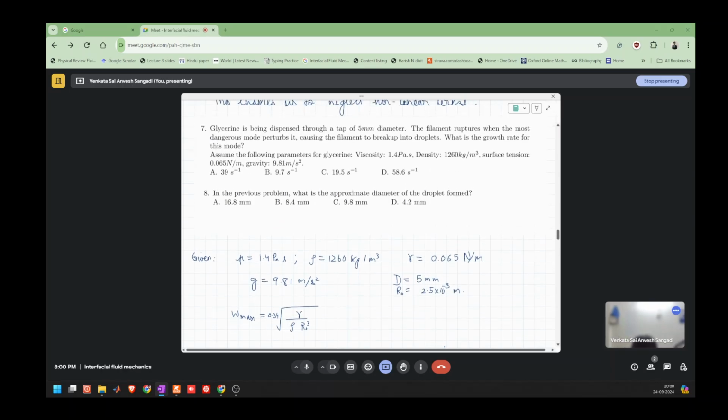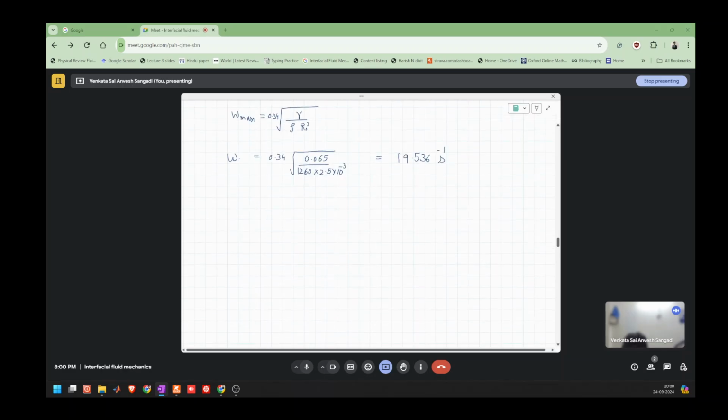So what is the growth rate? Therefore the growth rate comes out to be 19.5 second inverse. So the correct option is C. The next question says, what is the approximate diameter of the droplet formed?